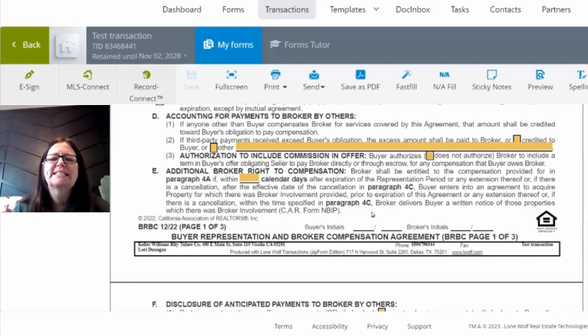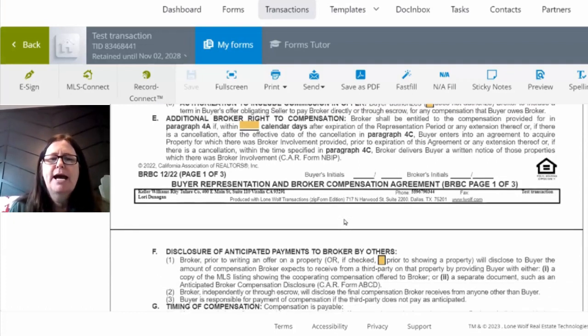So what this is saying is that if I showed you or had broker involvement in these 5 houses, and our agreement expired, and you go buy one of those houses within so many days after our agreement expired, I'm still eligible for that compensation because I showed you those properties or had broker involvement while we were under contract. And so you would need to put a number of days in here in order to reserve that right. You also have to then give them notice of the properties that we're talking about. But that way everyone knows who's going to still get paid, even though our agreement might have expired.